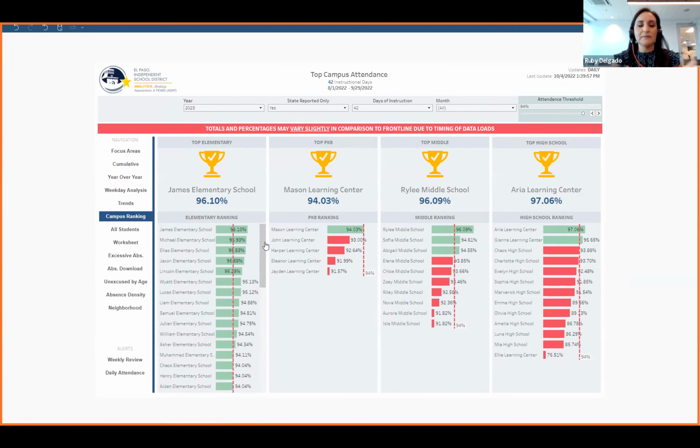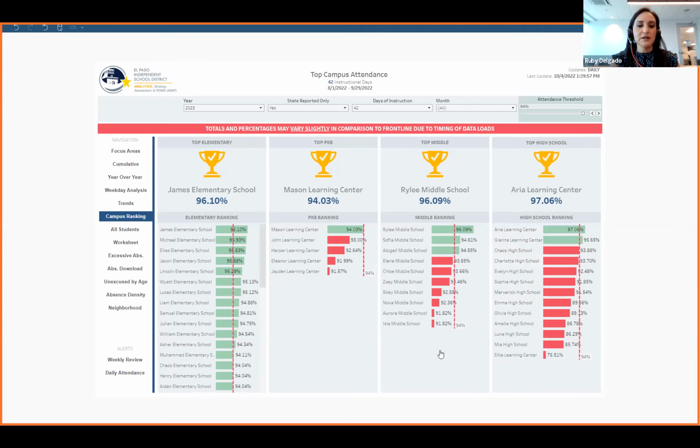Are they in the running? With this 94% goal that was set by the superintendent, there are also rewards and incentives tied to it. So in order to track that, we created this viz that basically ranks the campuses and shows their attendance rate up through the latest day of instruction, which is the 42nd day of instruction in this case. It shows their attendance rate, and it's broken up by those different campus types.